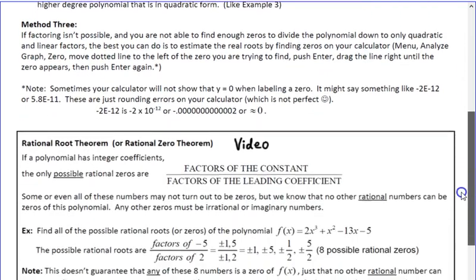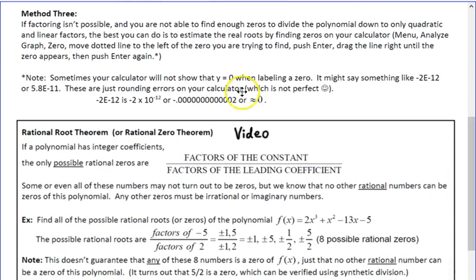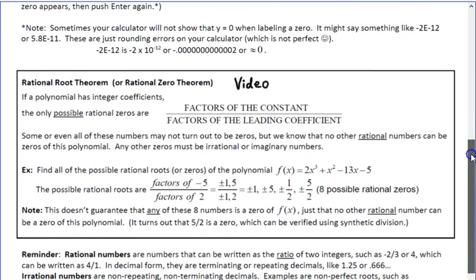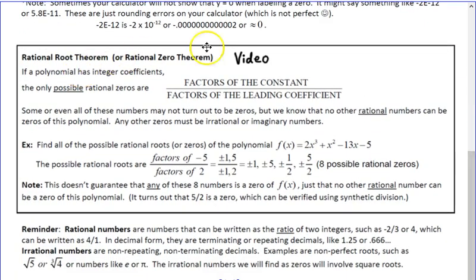Method 3 is not something we're actually going to be doing, but there are times when you can't find any zeros, and the only way you can do it is to use technology to estimate them. So that's what method 3 is saying. There is a video about the rational root theorem, but I just wanted to show you the basics, and that video goes into it in a little more detail.